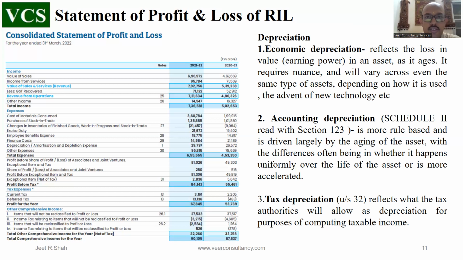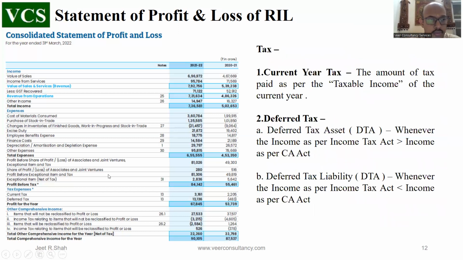So once you've done depreciation, over here we have the total income, that is 7,36,581 crores. When you reduce all these expenses, you get the profit. You get the total expenses, then you get the profit before share of profit and loss of associate and joint venture companies. So this is standalone. ये profit कैसा है? This is that profit that you have got due to subsidiaries and the company itself. To that you add the profit of the associate and the joint venture companies. So then we get the profit before tax over here, 84,142 crores.